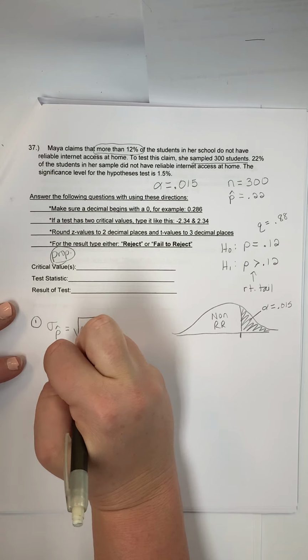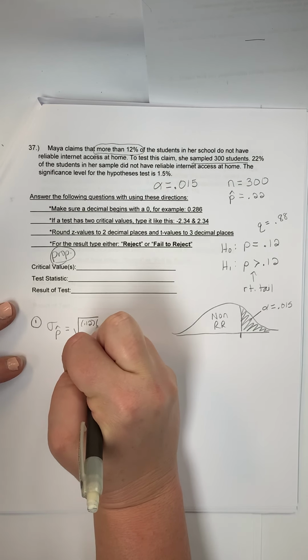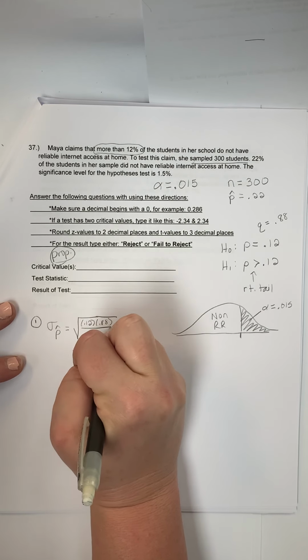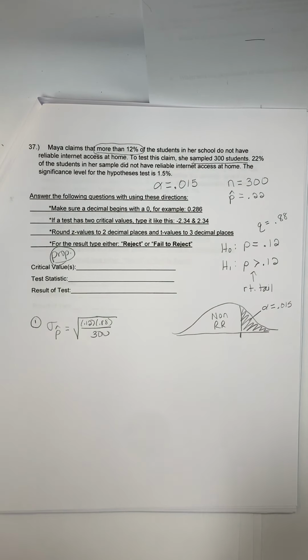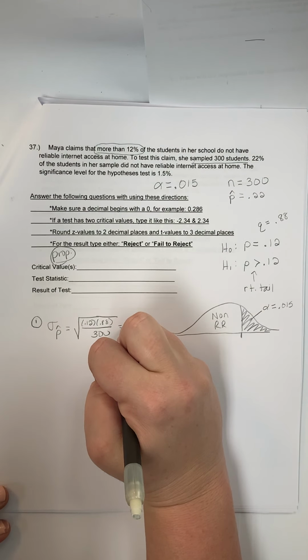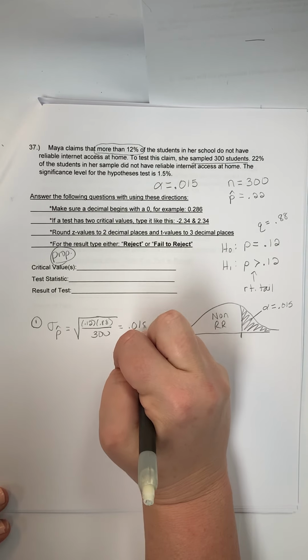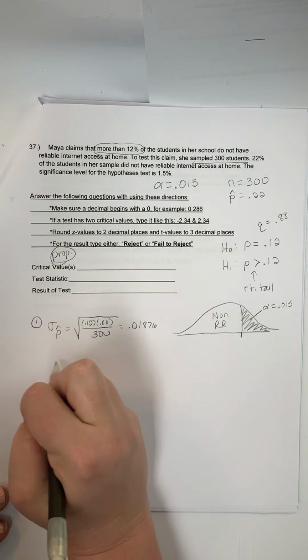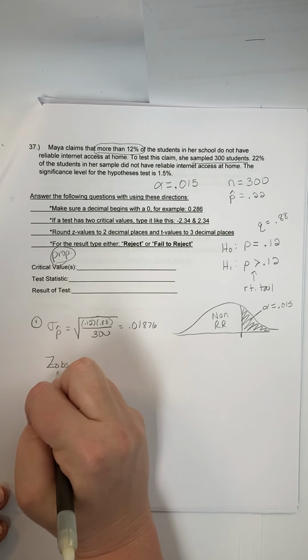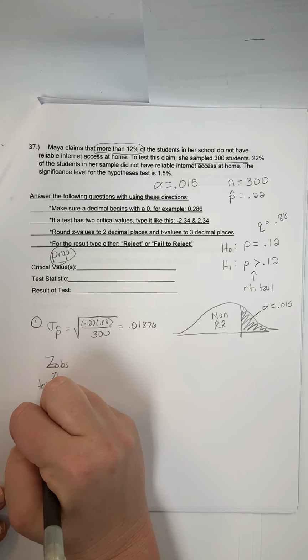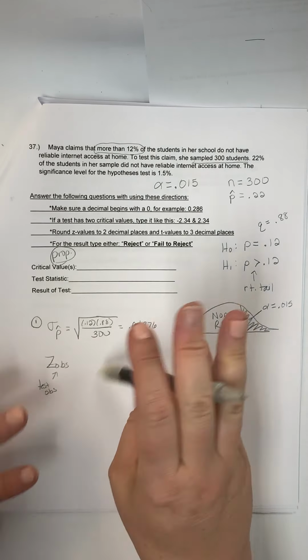So sigma p hat is the square root of P times Q over N. Sigma p hat gives you 0.01876. We will get our test statistic, that's our Z observed.